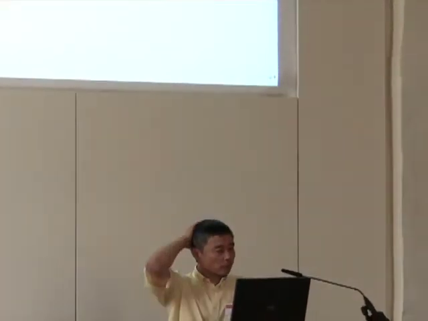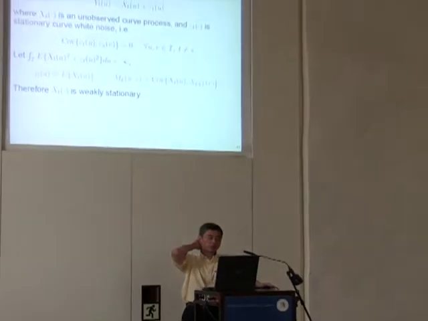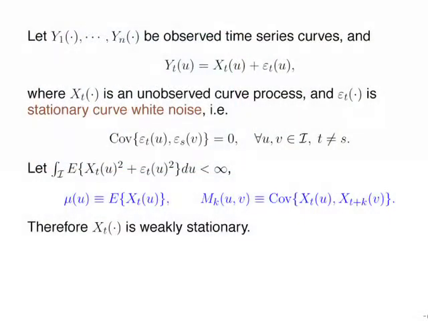Okay, this is the basic setting. We observe the time series curve, which we denote as y1 to yn. We assume the observed curve y is the true curve plus a noise curve. So x is the curve we are really interested in. You can say it's kind of an annual chart or something. And epsilon is the noise curve.